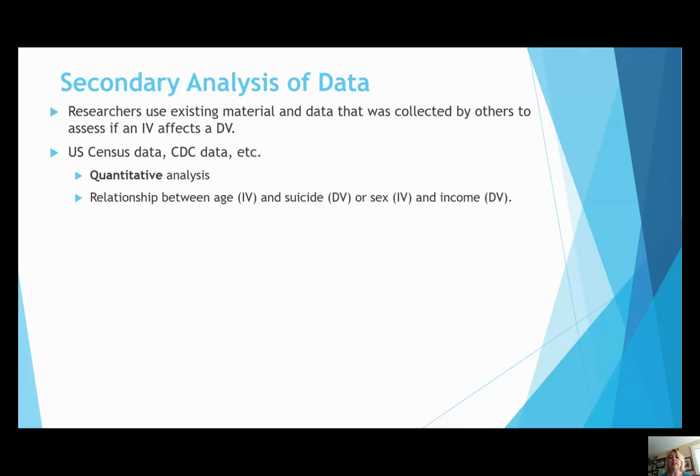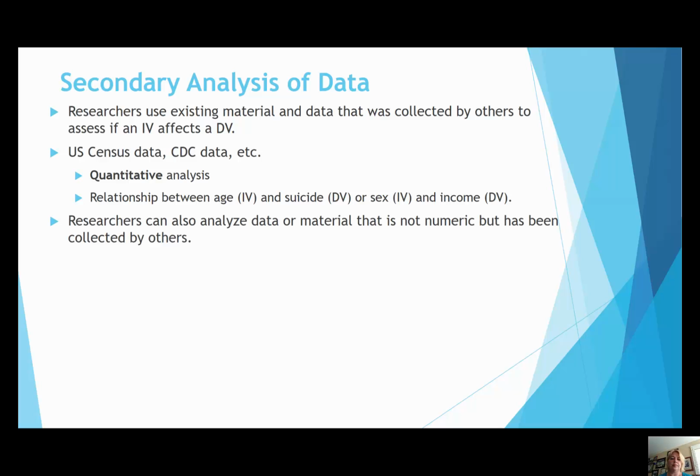Or maybe we want to see if sex or gender is related to income throughout the United States. We'd use U.S. Census data. Sex is the independent variable. If you're male or female, does it impact the average income that people make? That's your dependent variable. So that's a quantitative analysis of secondary data.